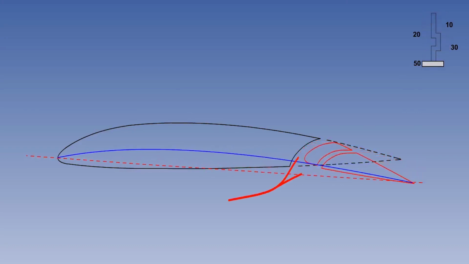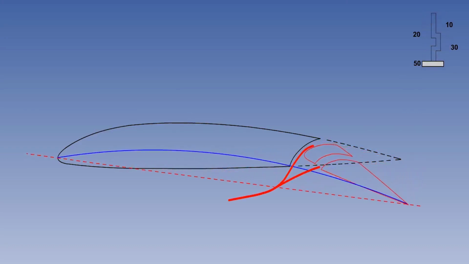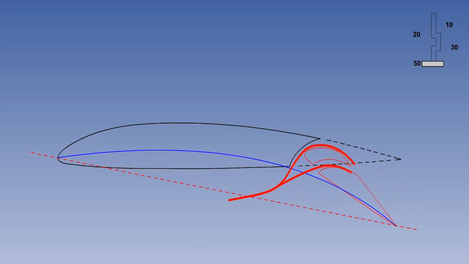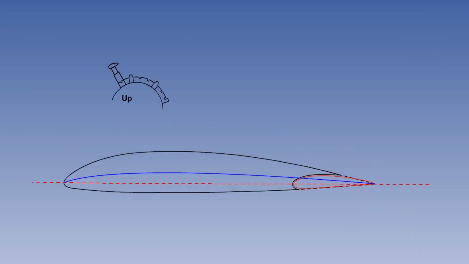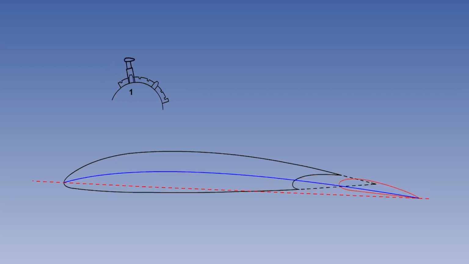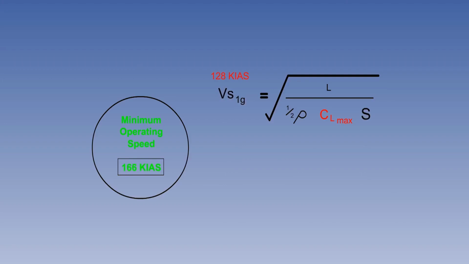Double or triple slotted flaps are usually fitted to larger aircraft, which can offset the higher weight and greater complexity against the increased efficiency. The most efficient type of trailing edge flap is the Fowler flap. Fowler flaps are fitted to both large and small jet transport aircraft. When flaps 1 is selected, the first movement is rearward, which increases the wing area. You can see that increasing the wing area also decreases the stall speed and the minimum operating speed.